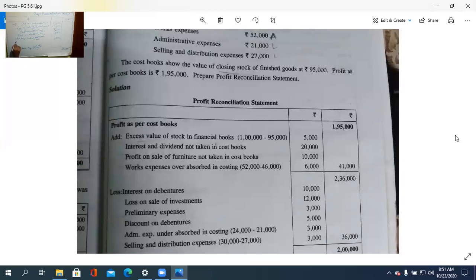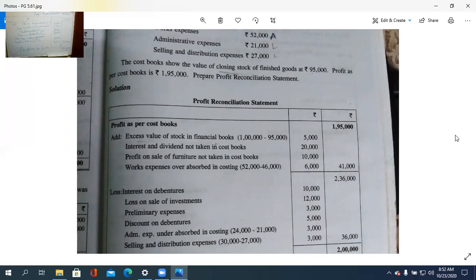Then selling and distribution also under absorbed. How much is it? 30 minus 27, that also 3,000. Take the total. How much? 36,000. So we will get the profit as per which books? Financial books. How much is it? 2,36,000 minus 36,000, so it is 2 lakh.